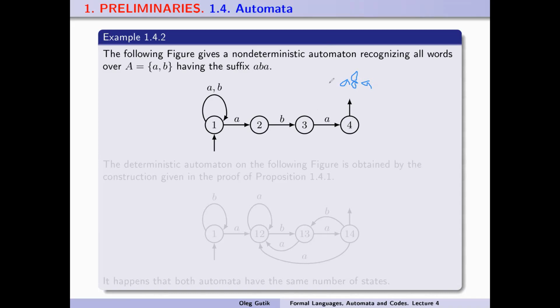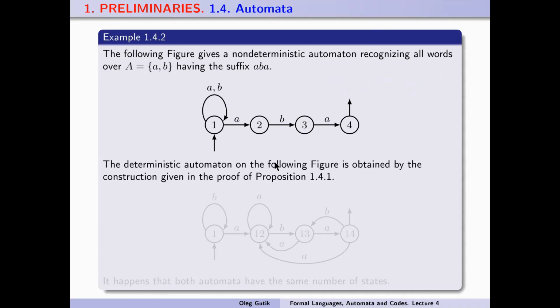Also, if we write here any word X, where X is any word over our alphabet A, we get that this word will be a label of some path from initial state 1 to terminal state 4, because here we can write any prefix of the word W, so this prefix, or not proper prefix, will be from the alphabet A star. Sorry, from the alphabet A.